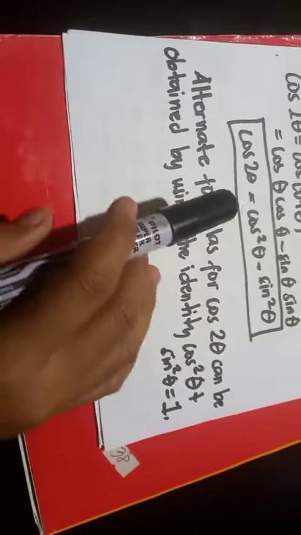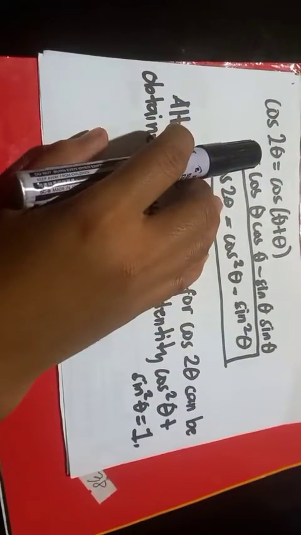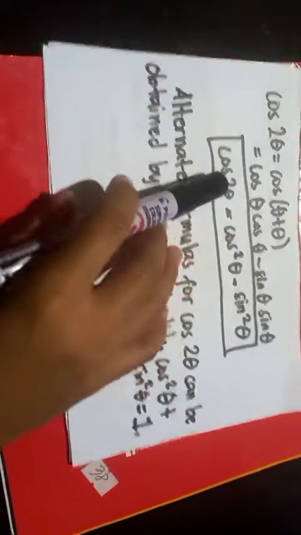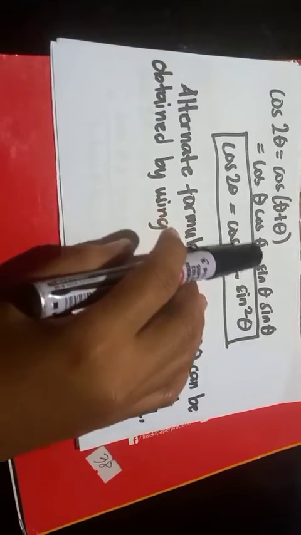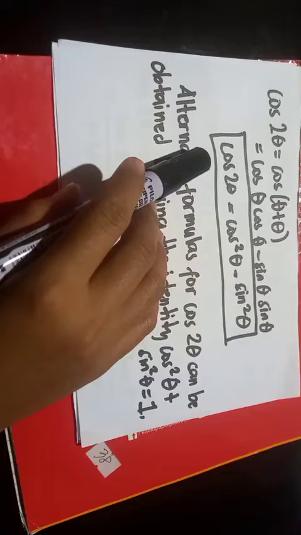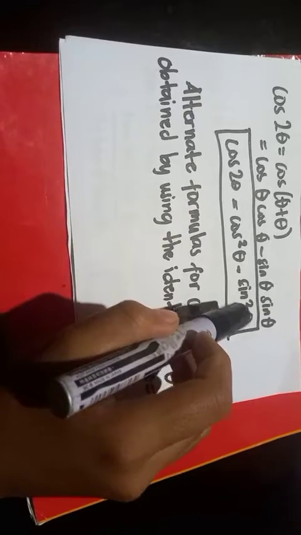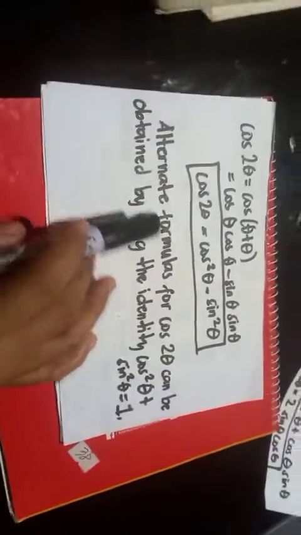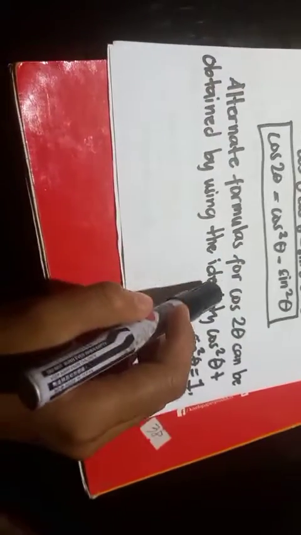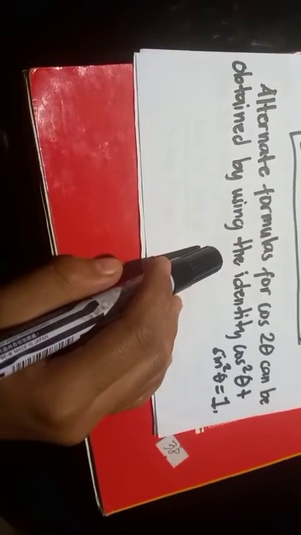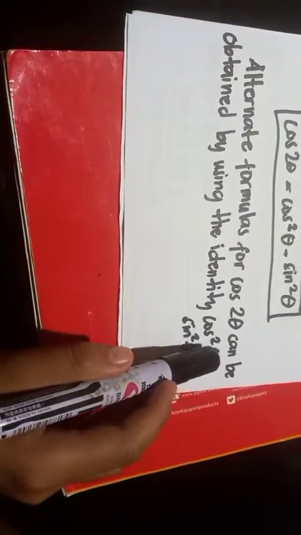So next, we can use the formula for the cosine of the sum of two arguments. So we have cos 2 theta is equal to cos of theta plus theta, which is cos theta cos theta minus sine theta sine theta. So we have cos 2 theta is equal to cosine squared theta minus sine squared theta.